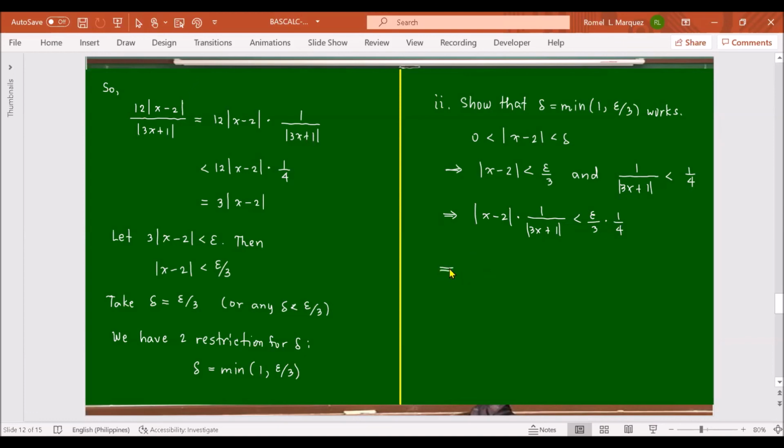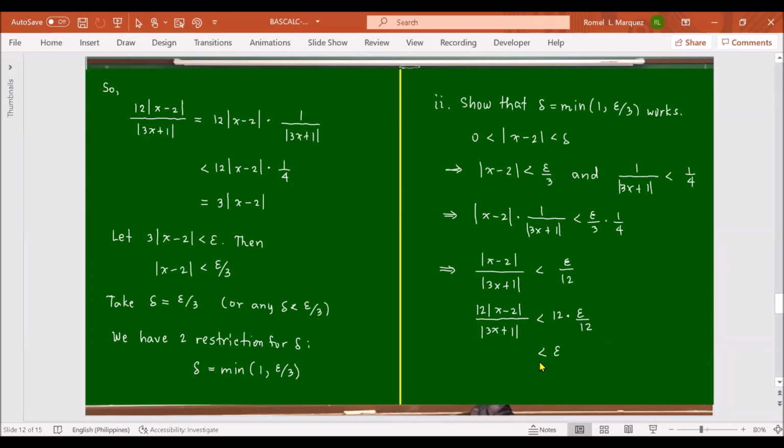So, and this is what? Abs of x minus 2 over abs of 3x plus 1 is less than epsilon over 12. If I multiply by 12, I get 12 times abs of x minus 2 all over abs of 3x plus 1. And this is less than, so times 12, no? 12 times epsilon over 12. So we now get less than epsilon.